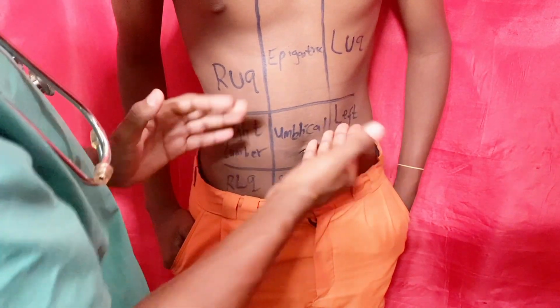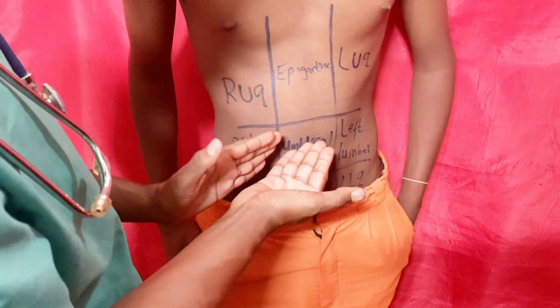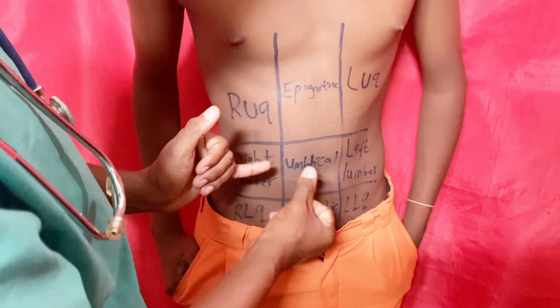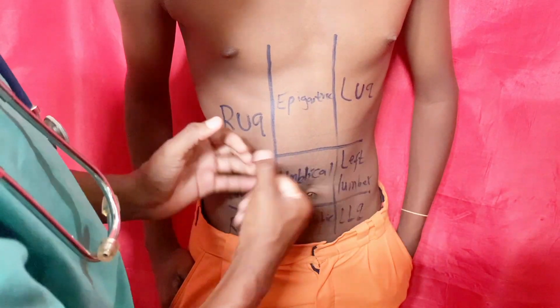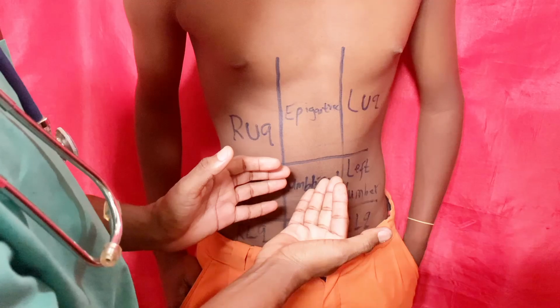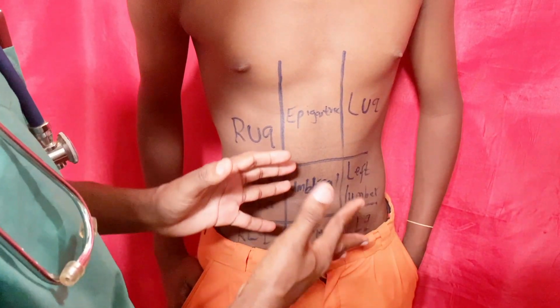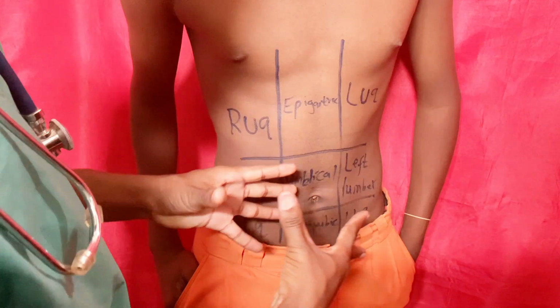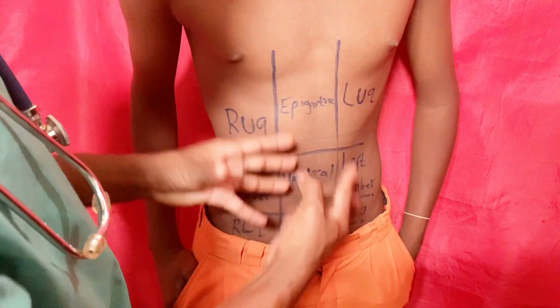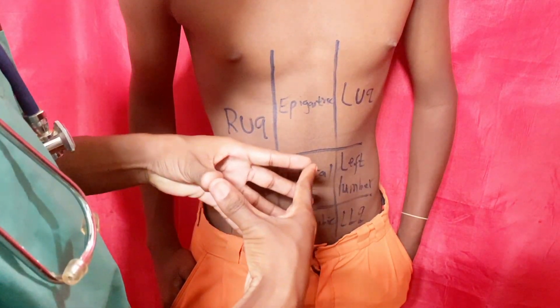Okay, we also have the umbilical region. The organs include the small intestine, the colon, and the aortic artery. So in the umbilical region, you may have conditions like colitis, that is inflammation of the colon, or maybe gastroenteritis, that is infection of the intestine. You may also have a ruptured aorta or maybe mesenteric ischemia. So these are the conditions you may have.